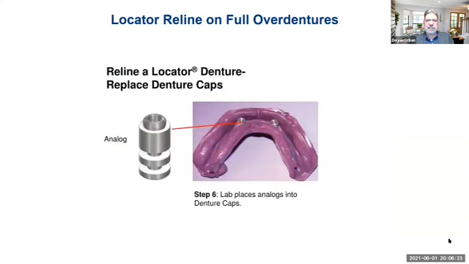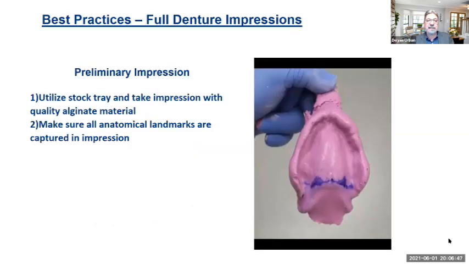And then everything's sent back to you. You can either cure the housings chairside, or we can do it for you in the laboratory. 90% of the time, we're doing it in the laboratory. So there's your locator reline for the lower denture. We'll process that in the laboratory, and it works. Every time I utilize a reline like this with the locator attachments, we have a great success rate.